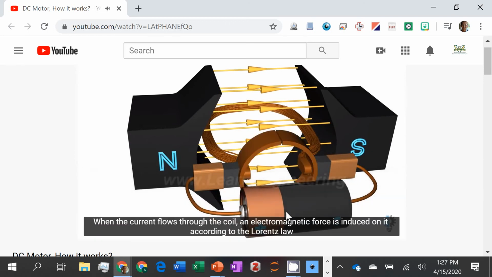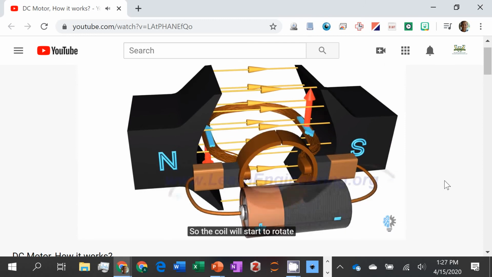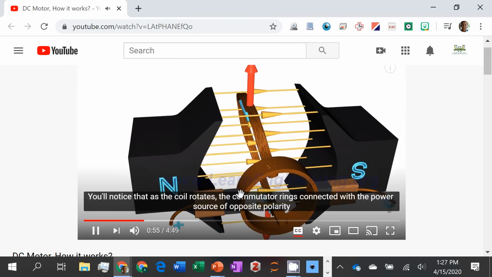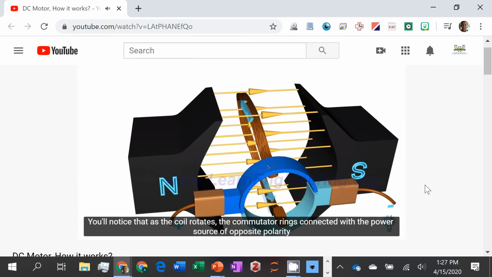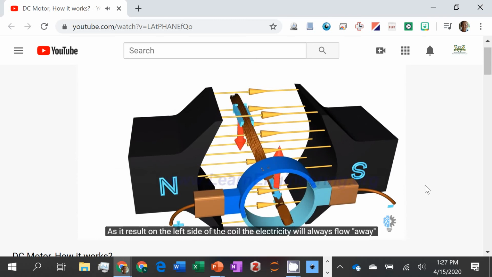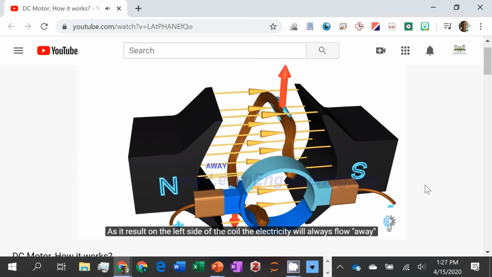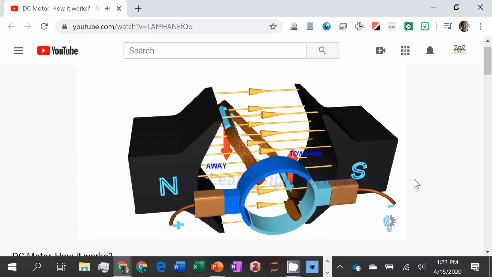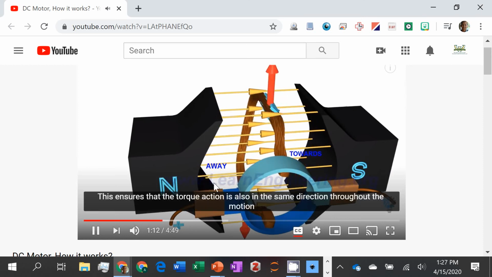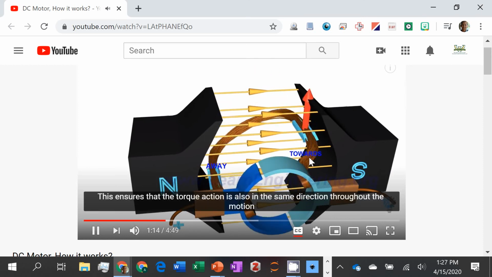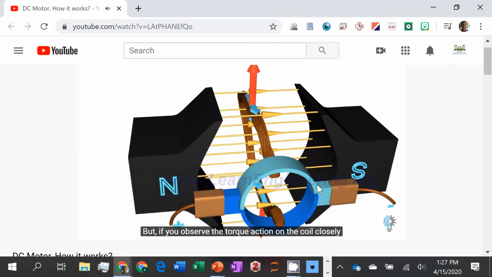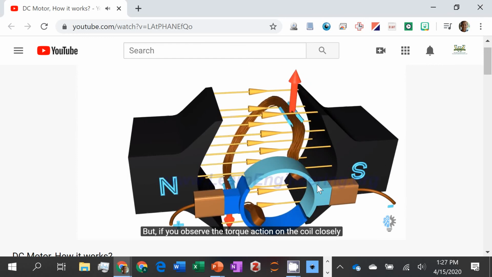Electromagnetic force is induced, causes a torque, and the coil starts to rotate. The key thing you want to notice here is that when the coil rotates, now the commutator rings connect to the source in the opposite polarity. So on the left side, the current always flows away, and on the other side, the electricity always flows towards. This keeps the torque going in the same direction, and that keeps the motor rotating.